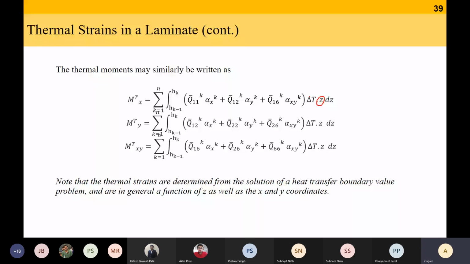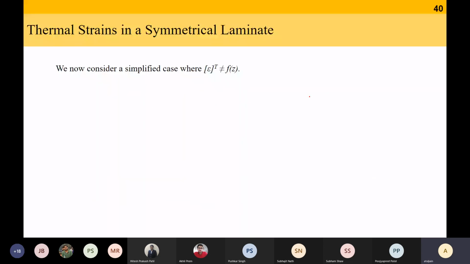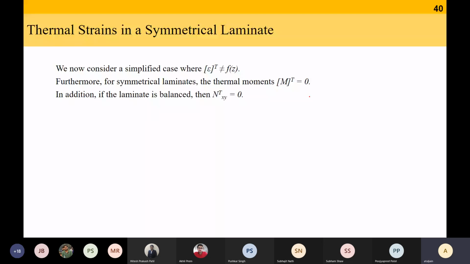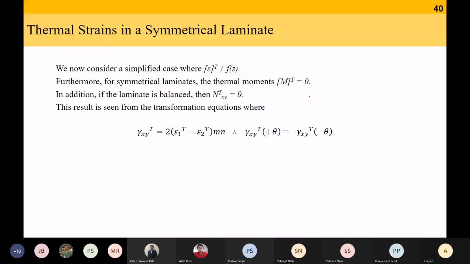Okay. Now let us consider a simple case where the thermal strain is not a function of z. So it is varying in x and y, but through the thickness, the thermal strain is not a function of z. As z varies, thermal strain is not varying, but as x and y vary, thermal strain is varying. And for symmetrical laminates, you can prove that there will be no moments due to thermal strains. And if your laminate is balanced, then also you can show that N xy is equal to 0.